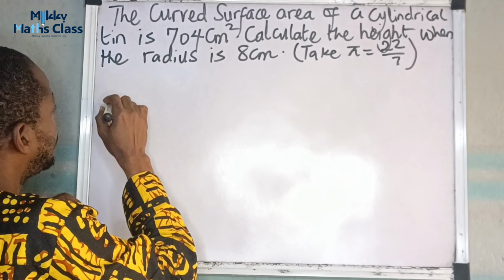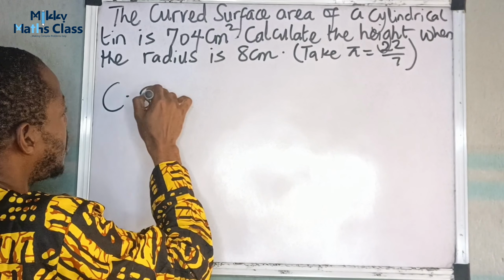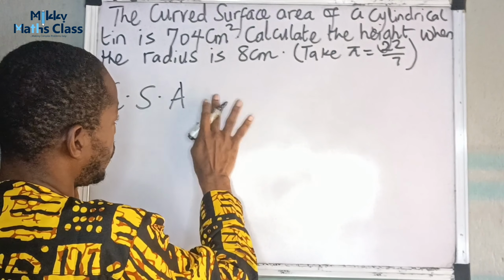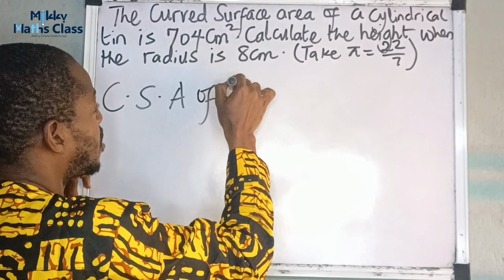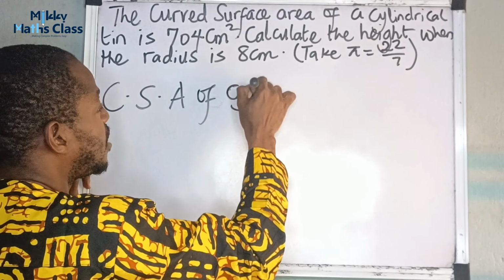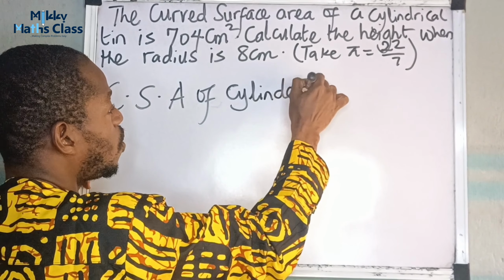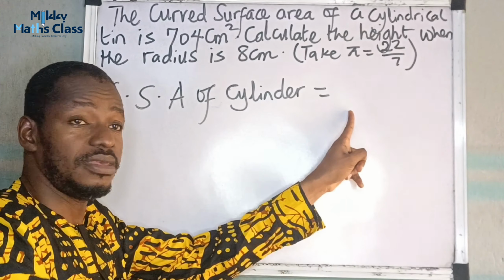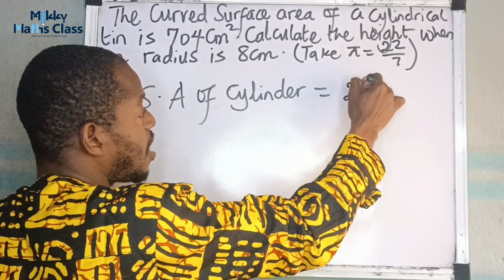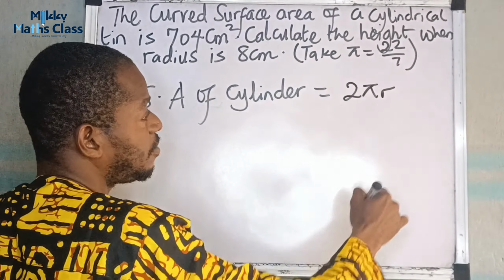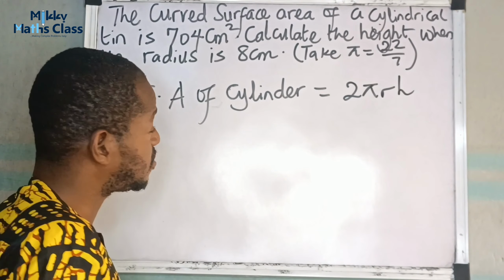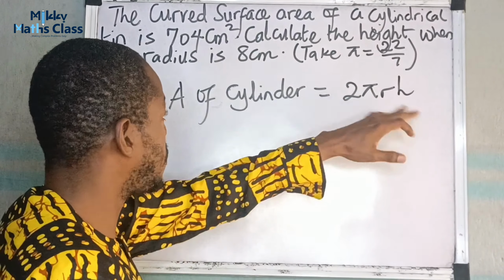Okay, very easy. We know that the curved surface area, let's call it C.S.A, of a cylinder equals the circumference of the base, that's 2 pi r, times the height. So the base circumference times the height. So the curved surface area is 2 pi r h.